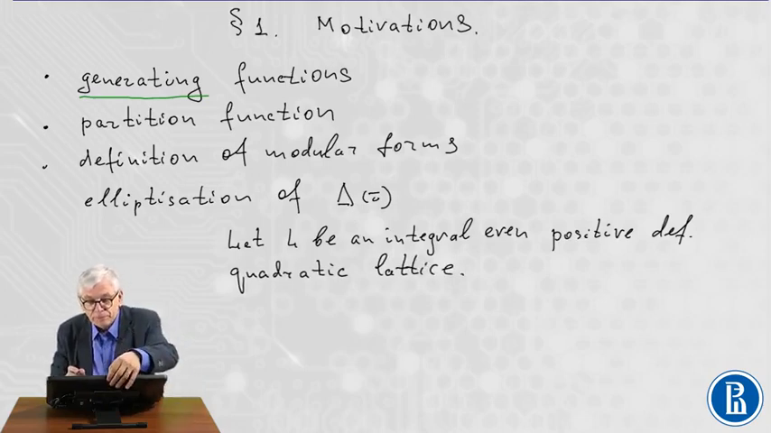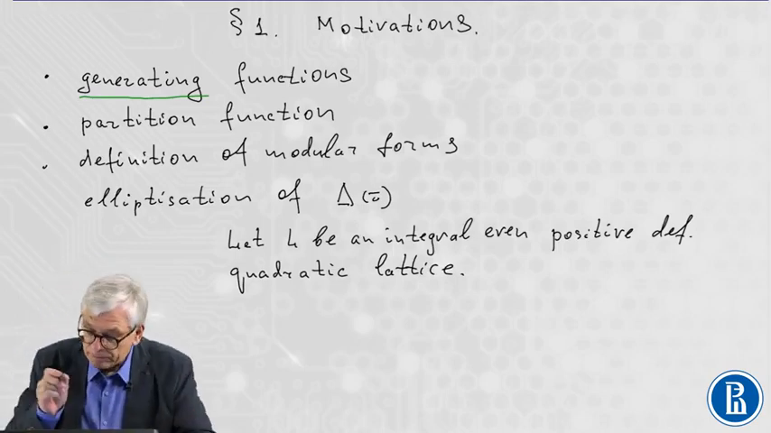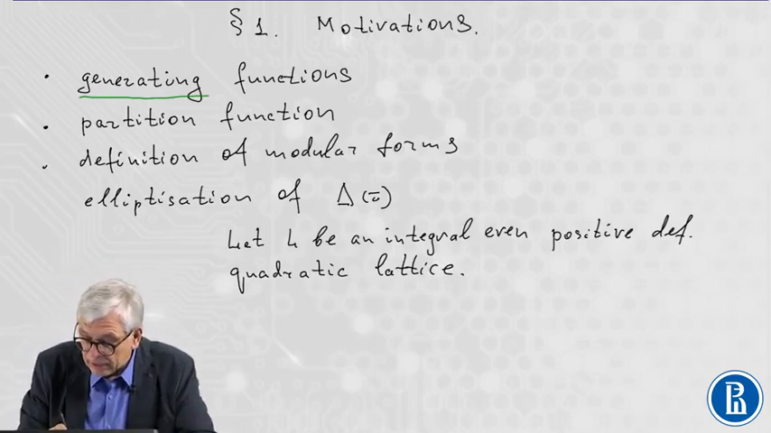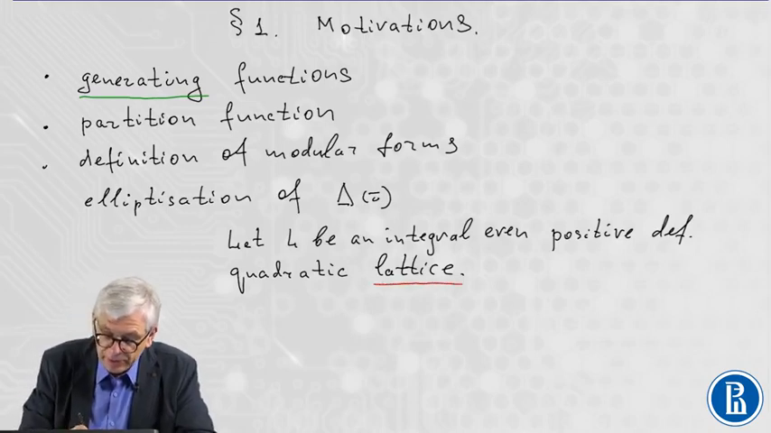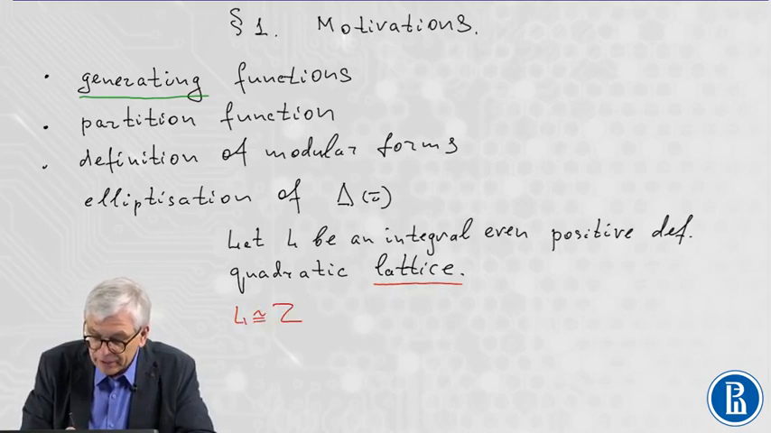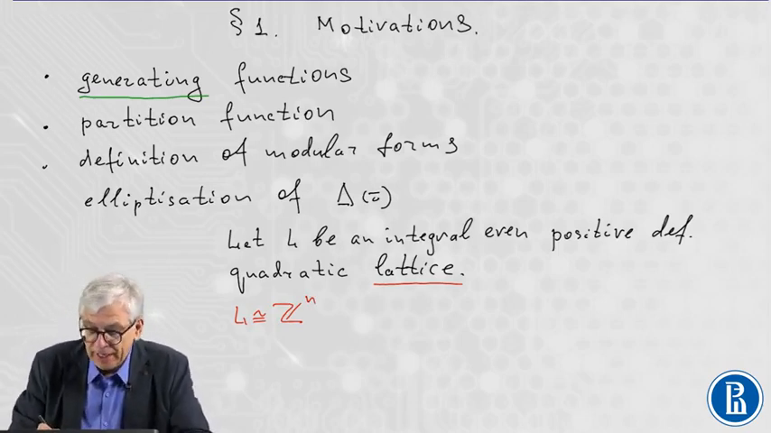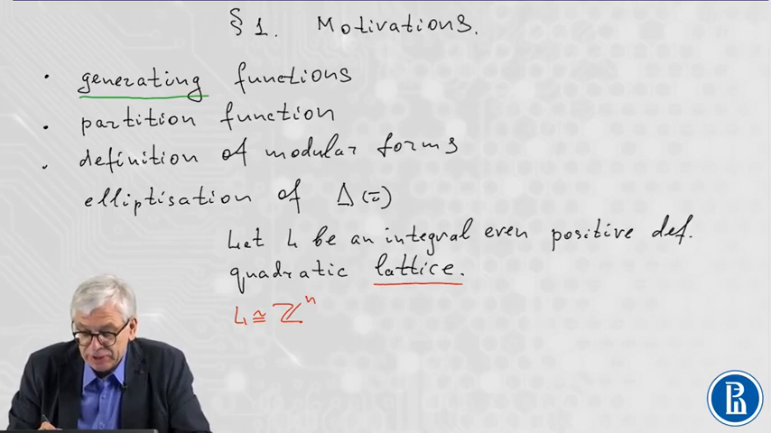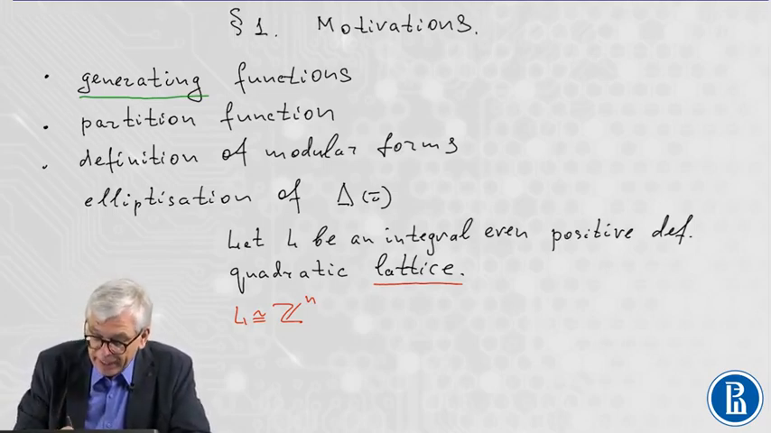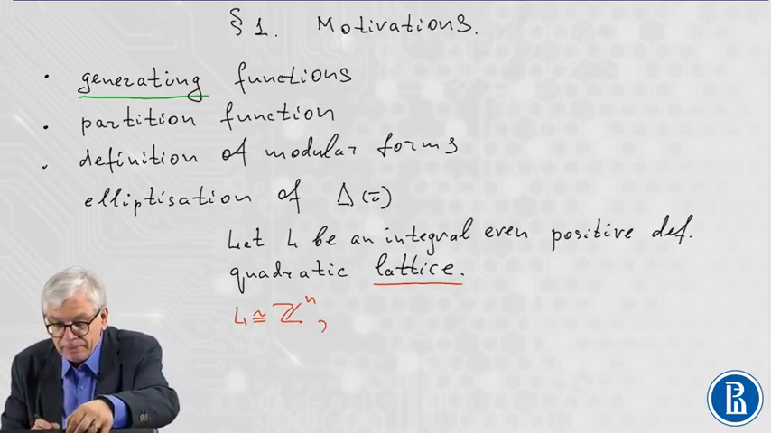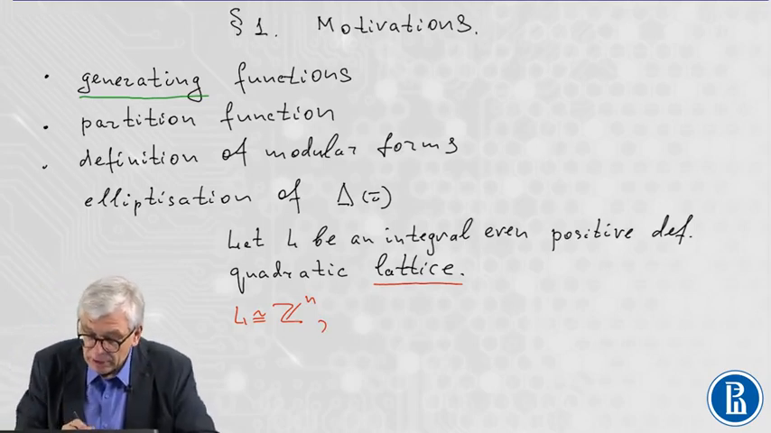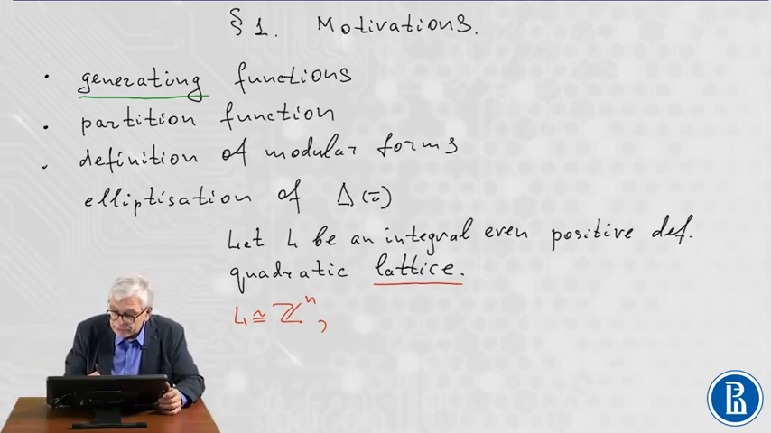What is it? First of all, a lattice. This means that L is a free Z-module of rank n. So L is isomorphic as an integral module to Z to the power n. Then integral quadratic.